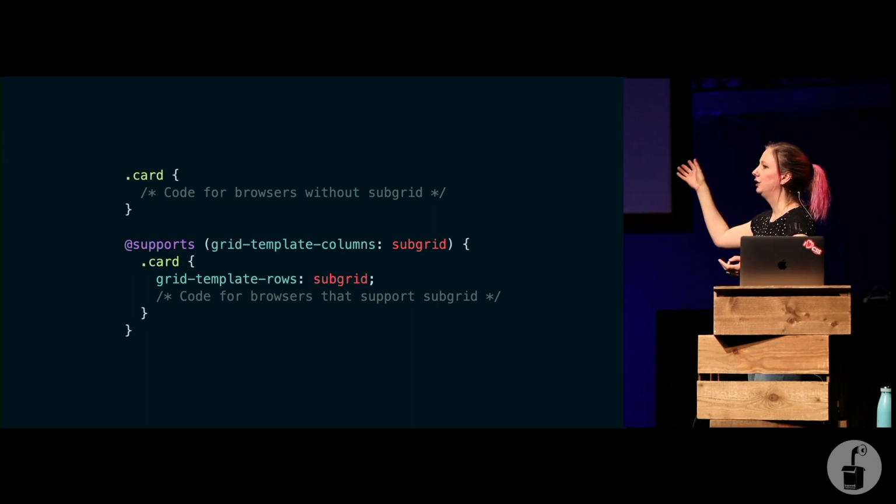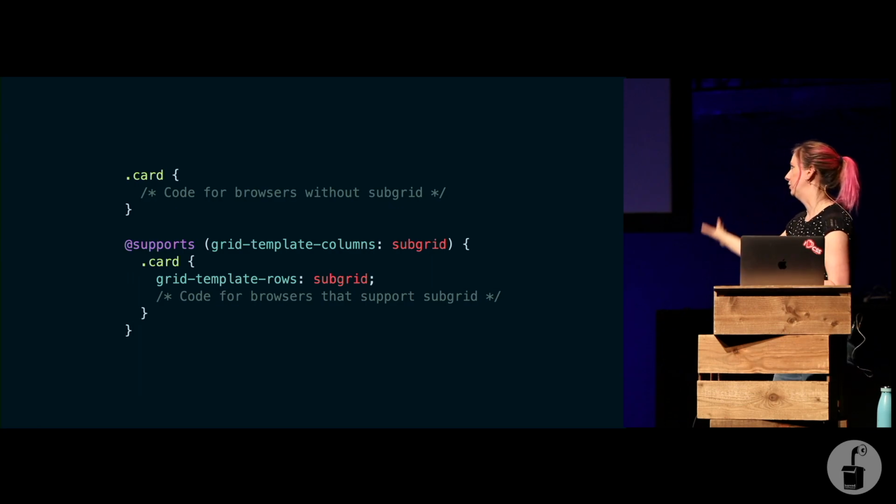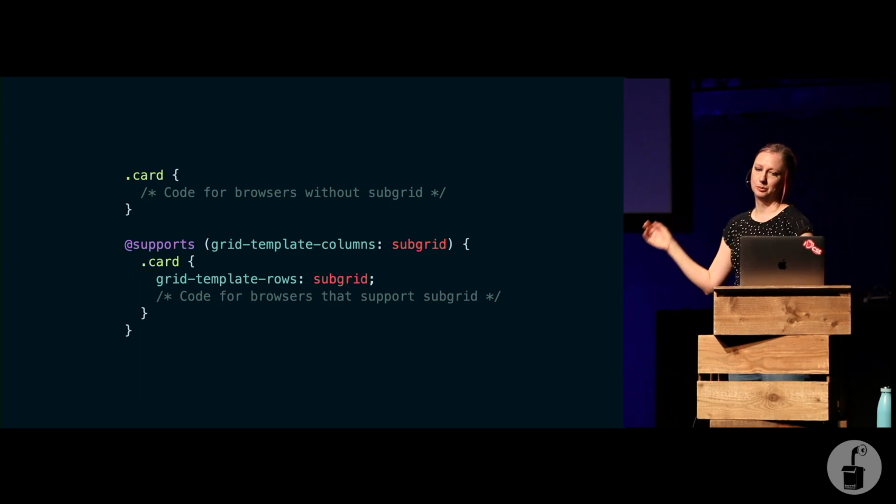So you write your code for non-supporting browsers above, and then inside this @supports block, that's where you write your code for the browsers that do support subgrid.